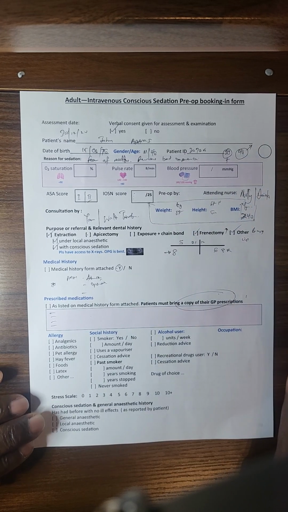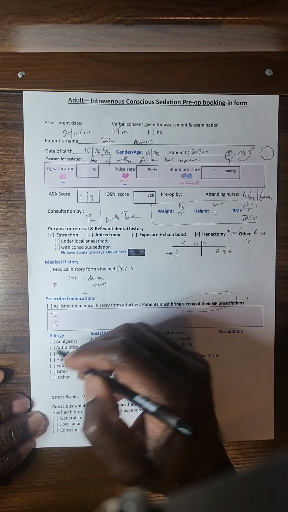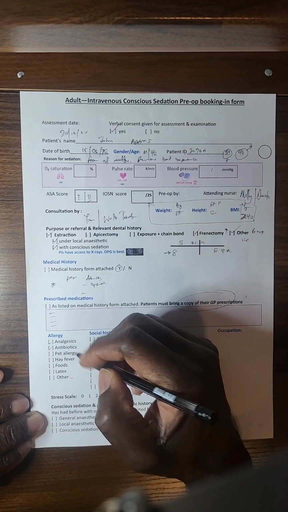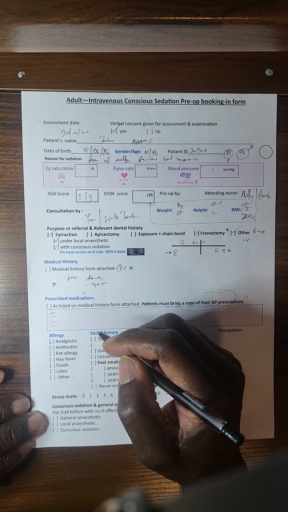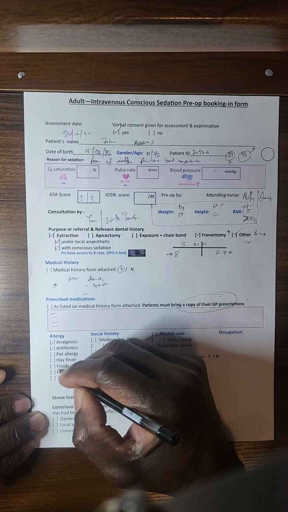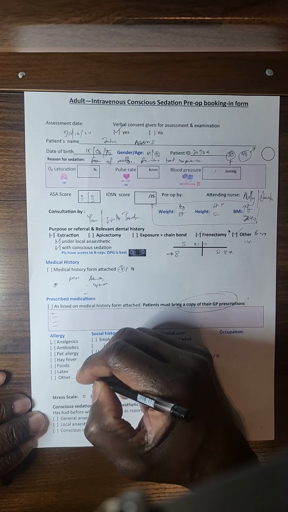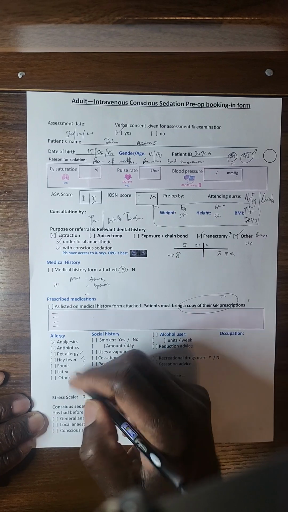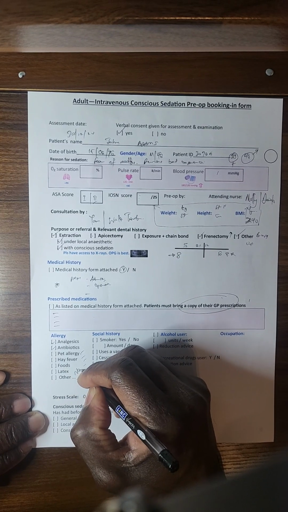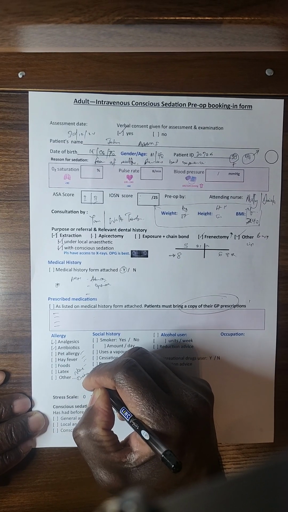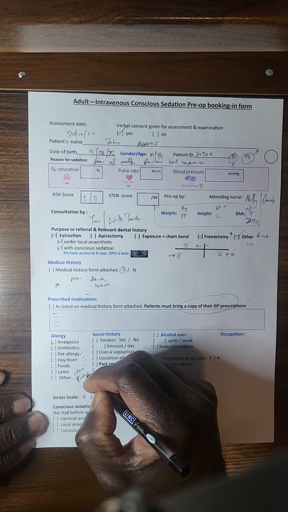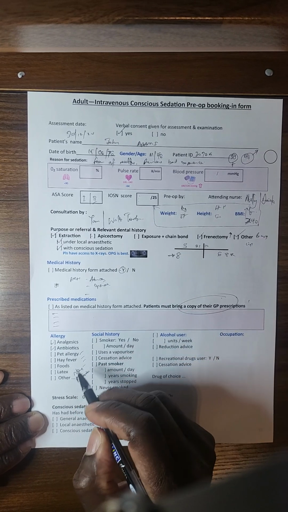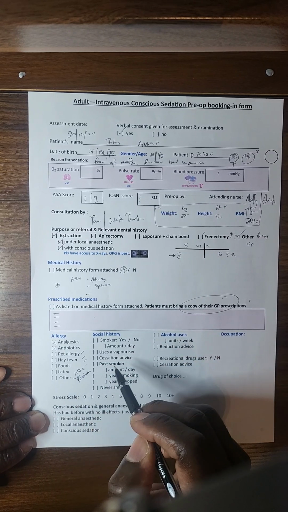Any known allergies? Whatever they're allergic to, we just tick the box, and of course, we would like to know what it is they are allergic to. We just write what medications they are allergic to, or we can simply put non-known. Non-known is not the same as none. Non-known basically means there's nothing they're allergic to that they're aware of.